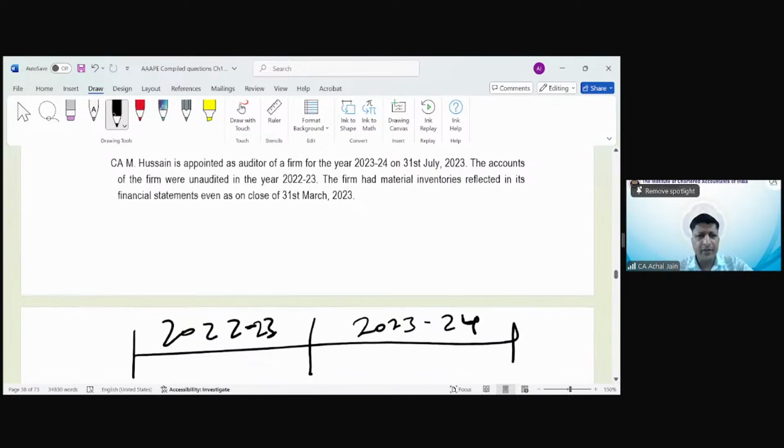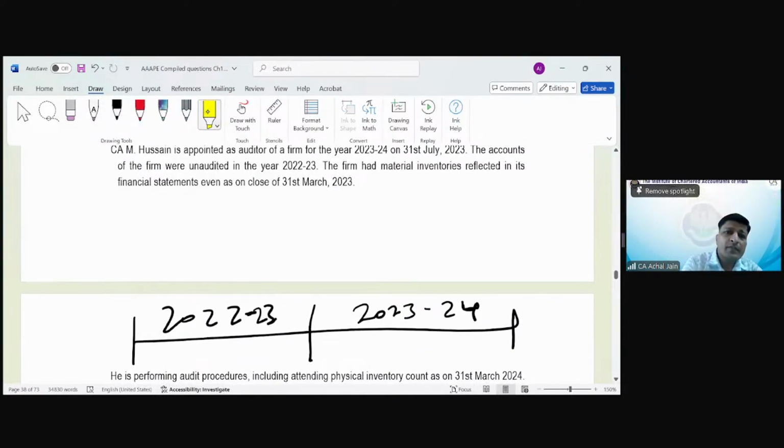Right. So it's unaudited. Correct. So these were unaudited.